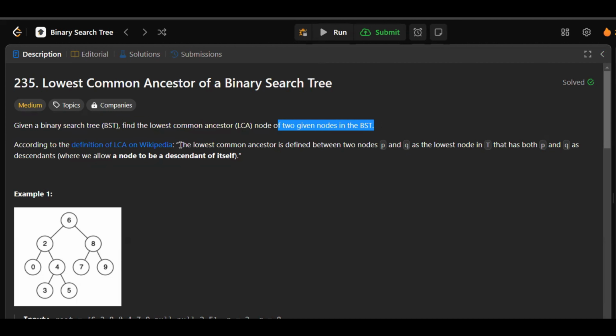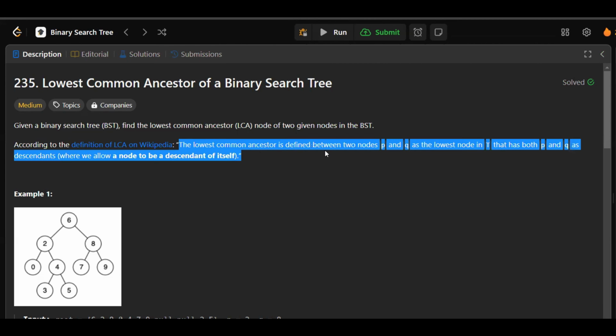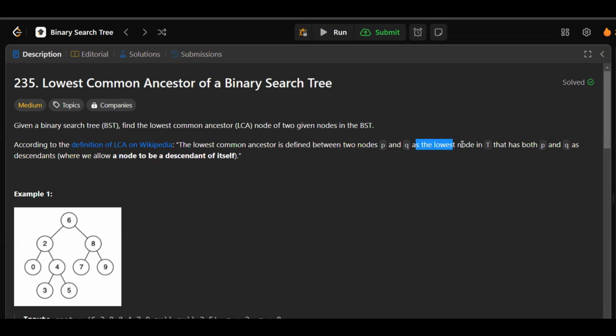And here the LCA, the lowest common ancestor, is defined between two nodes P and Q as the lowest node in a tree such that both of the nodes P and Q are descendants, and where we allow a node to be a descendant of itself.